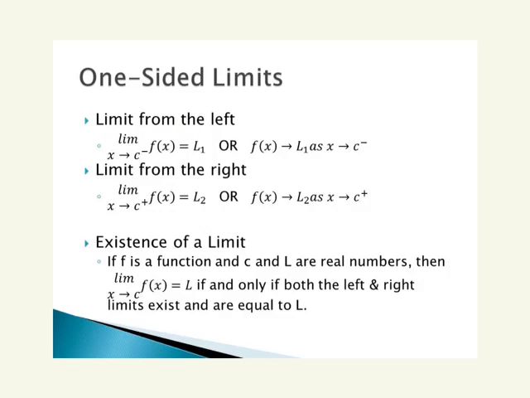Now, again, we can use one-sided limits to help us determine whether or not a limit really exists. Thinking back to that definition, if f is a function and c and l are real numbers, then the limit as x approaches c of f of x is equal to l if and only if both the left and right limits exist and are equal to the same value. So that's what we want to keep in mind as we think about limits today: approaching them from the left side and from the right side.